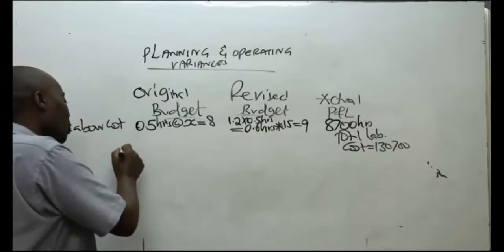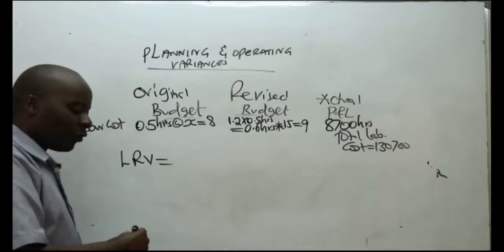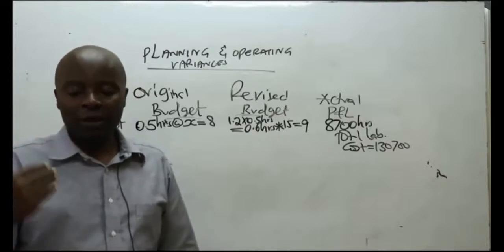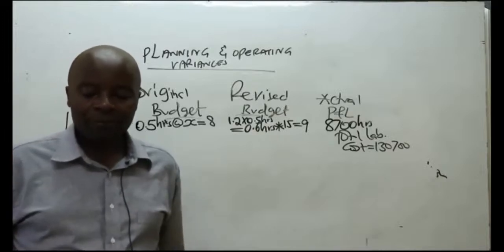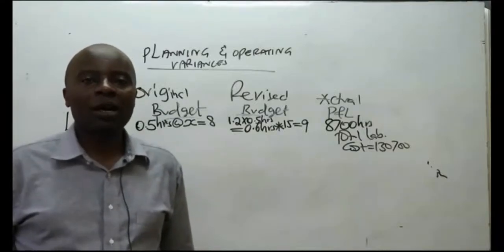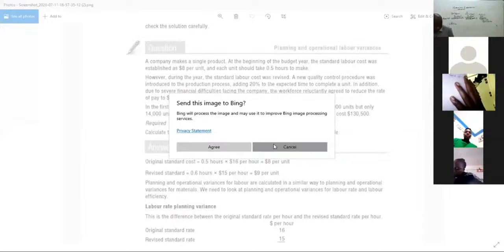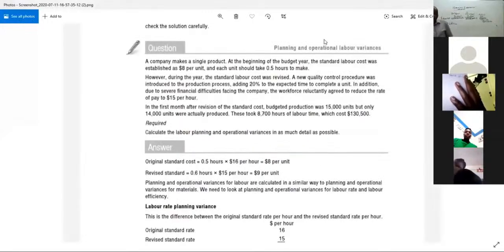I would want a good student to write for us the formula of labor rate variance. What do we have there? In the chart section, is there somebody who is able to see or to remember the formula of labor rate variance? I'm not seeing anybody writing anything. Thank you very much, Maingi.